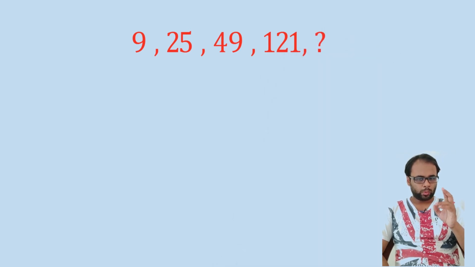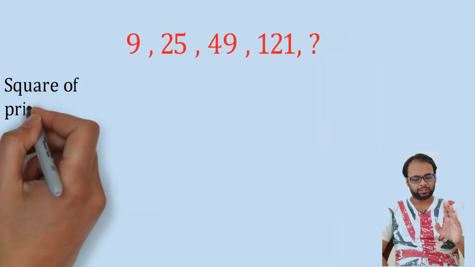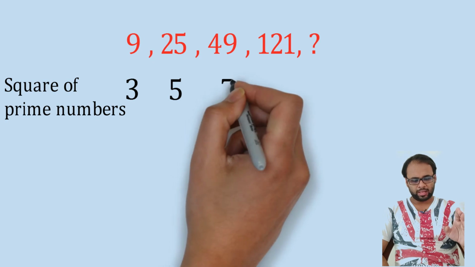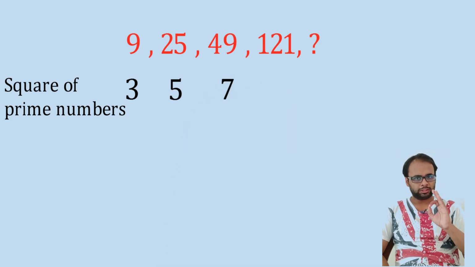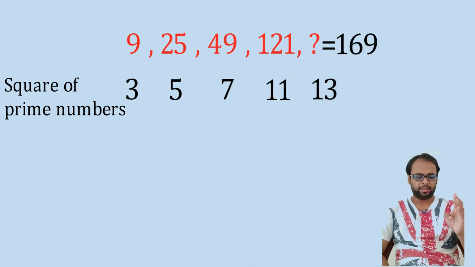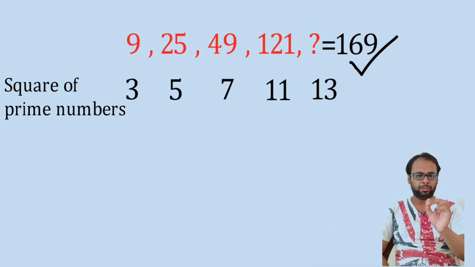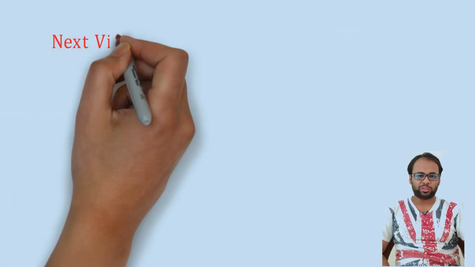Next miscellaneous series we see 9, 25, 49, 121. Now these are squares of some numbers, but obviously these are not adjacent numbers. 9 is the square of 3, 25 is the square of 5, 49 is the square of 7, 121 is the square of 11. So if you see carefully, these are not adjacent number squares, but these are all prime numbers: 3, 5, 7, 11. So the next prime number in the series would be 13. So the answer would be the square of 13, which is 169. So we recognize that this is a series of squares of prime numbers. These are the type of questions you encounter in the exam.